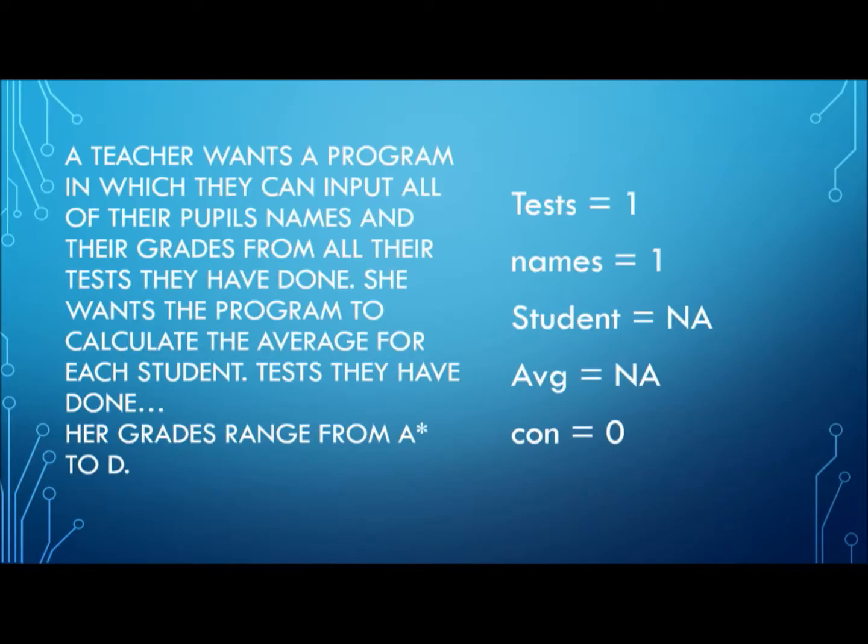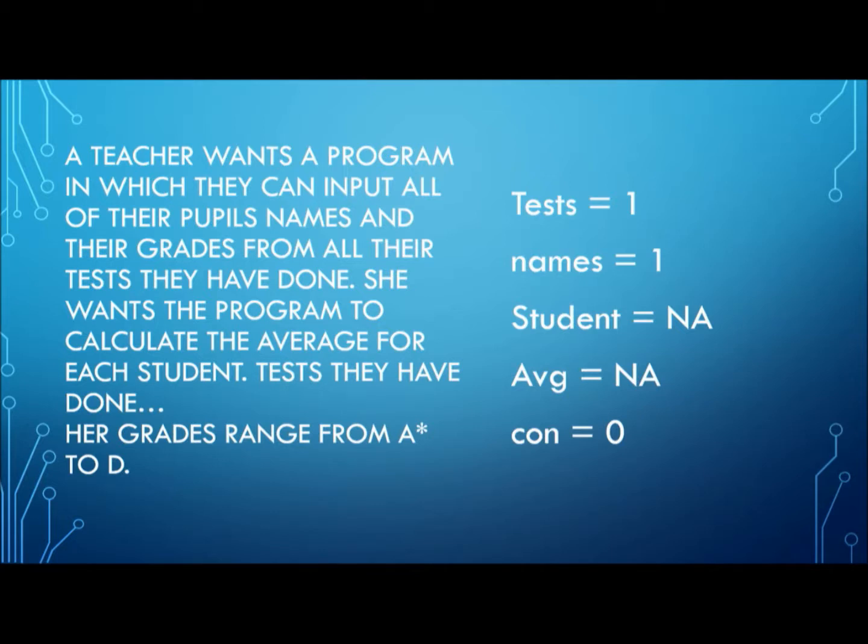First, we need to initialize the variables. So in this case, we have 5 variables: test, name, student, average, and con. Test represents the amount of tests you're doing, and we have 20 tests, so therefore we're going to need a loop, and therefore it's equal to a number. Same thing happens with the names, because there's 20 names that she needs to input, and that means there's 20 loops. The student represents the name that's going to be displayed.